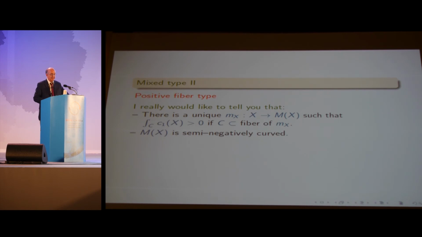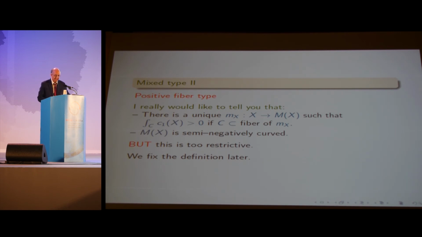Now, then there's another mixed type, which is the positive fiber type. The definition I would like to tell you is the following: there's a unique map from X to MX such that if a curve is contained in the fiber, then this integral is positive, and this MX is semi-negatively curved. So I told you this is what I would like to tell you, but in fact, this is not the right definition. So that's another problem. But I think if you think that this is the right definition, you can get the right picture.